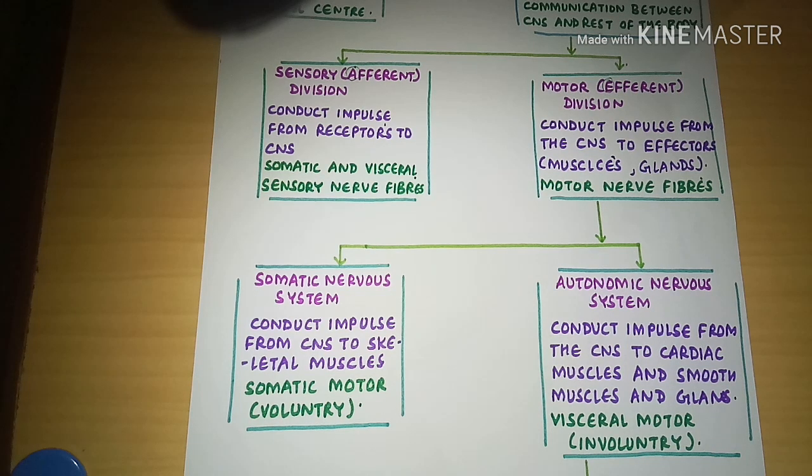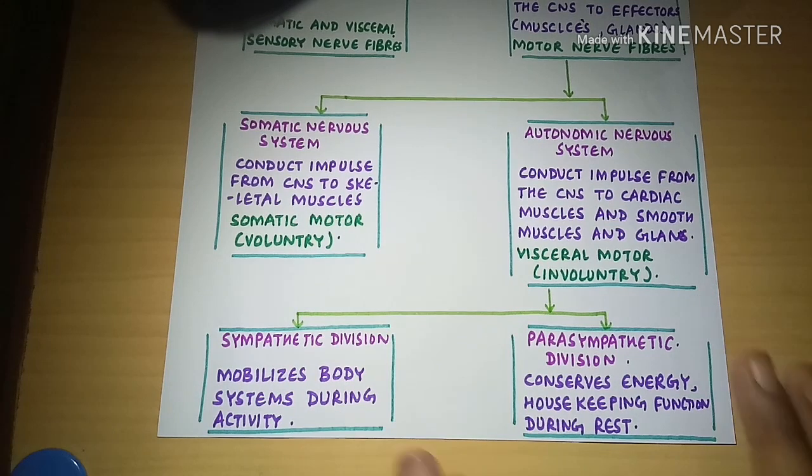So in whole, the motor division of the peripheral nervous system has two divisions: the somatic nervous system and the autonomic nervous system. The somatic nervous system conducts impulses from the CNS to the skeletal muscles, whereas the autonomic nervous system conducts impulses from the CNS to cardiac muscles, smooth muscles or glands. So they are involuntary and the somatic ones are more voluntary, isn't it? Now the autonomic nervous system is further subdivided into two types. They may be the sympathetic one or the parasympathetic one. Sympathetic division and parasympathetic division.